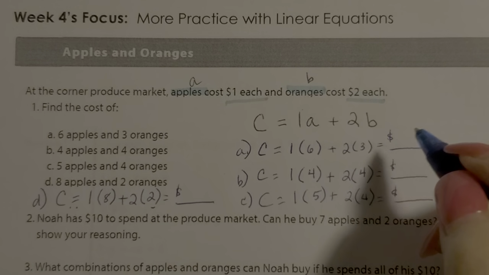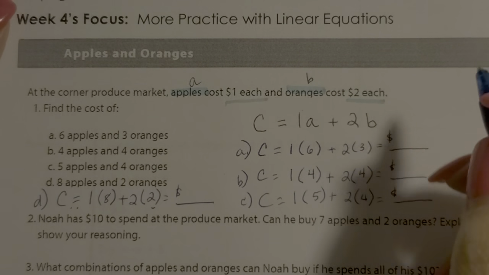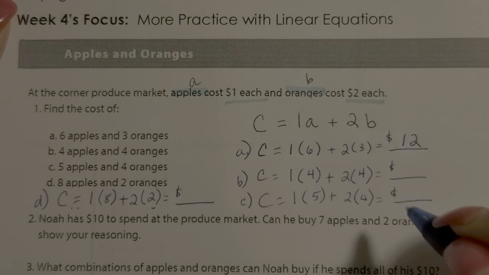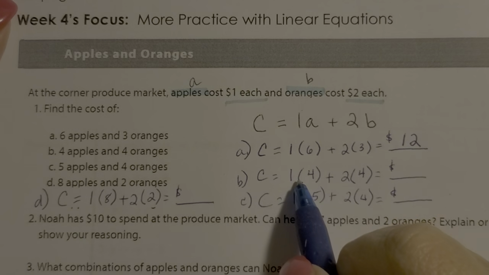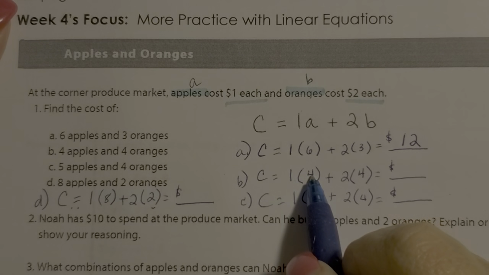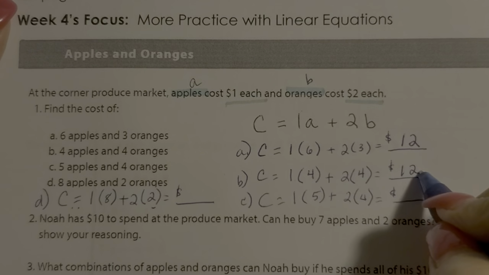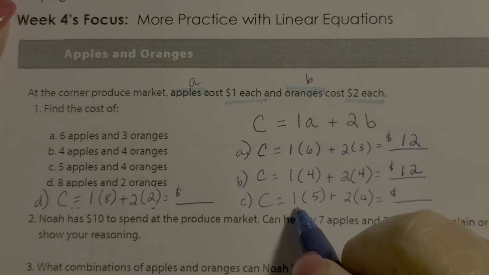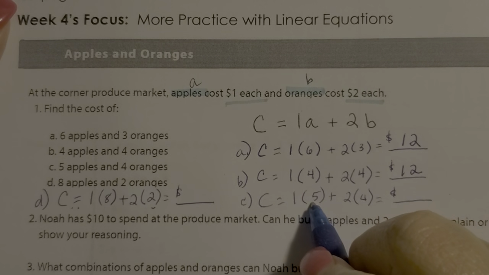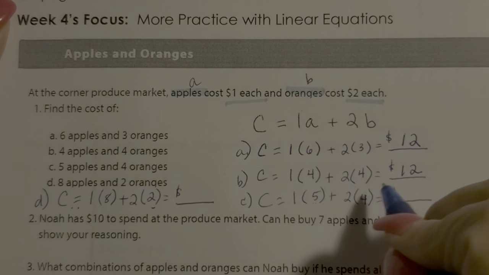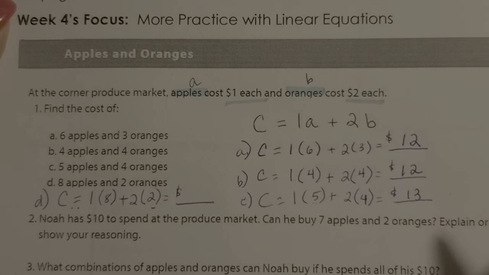1 times 6 is 6. 2 times 3 is 6. So 6 and 6 is $12 for A. For B, for 4 apples and 4 oranges, 1 times 4 is 4. 2 times 4 is 8. 4 and 8 is also $12. For 5 apples, that's $5. And 2 times 4 oranges is $8. So 5 and 8 is $13.